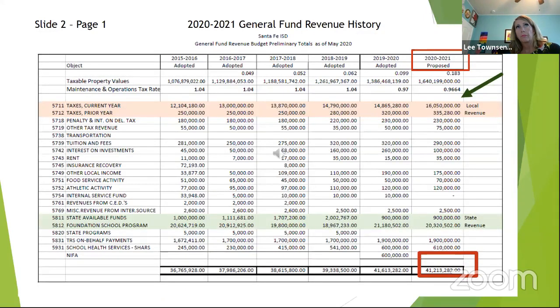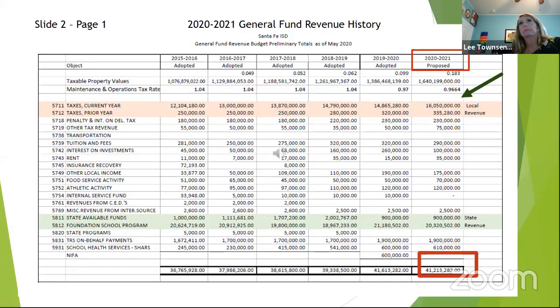So slide 11 is really the same as slide 2. This is what we started out with. And notice where it says the local tax, which is object code 5711, we're estimating at $16,050,000. So when we did the calculations, it was much higher because we are building in that cushion for appeals. So again, this is how we get our calculations for the local side of our revenues.